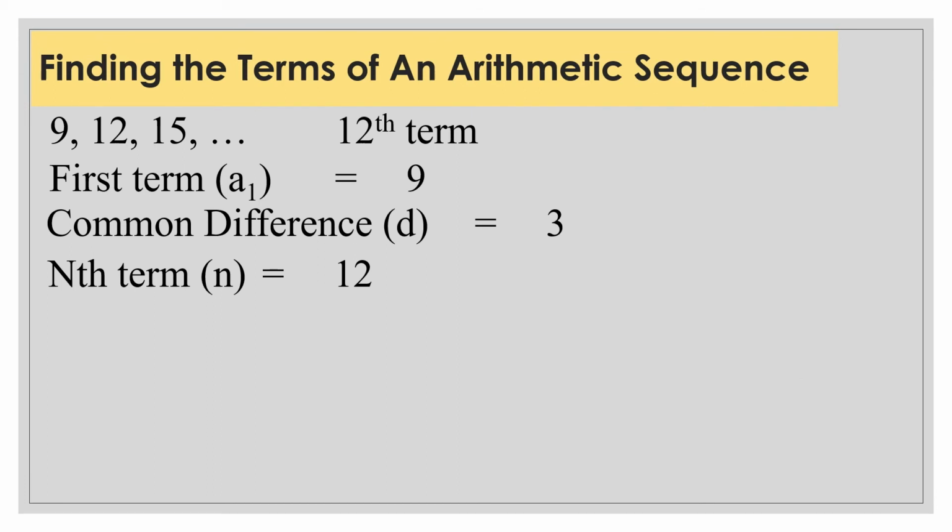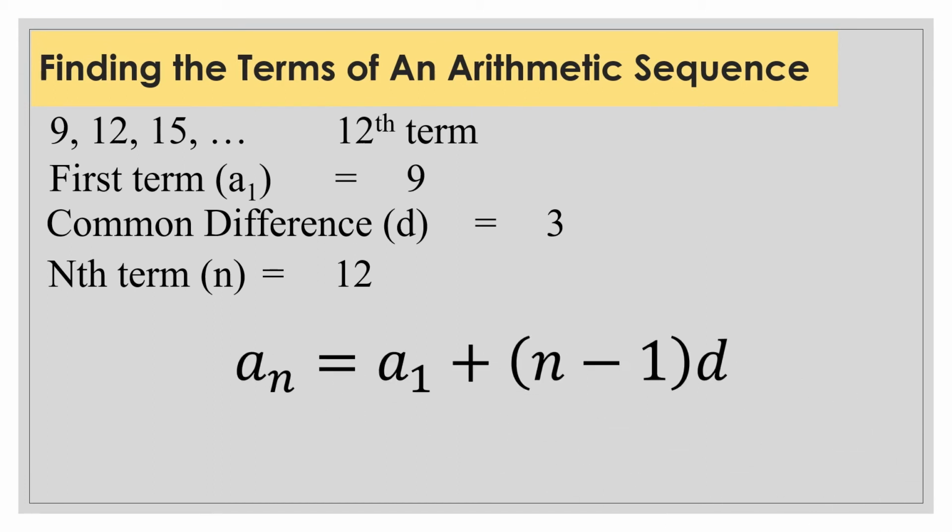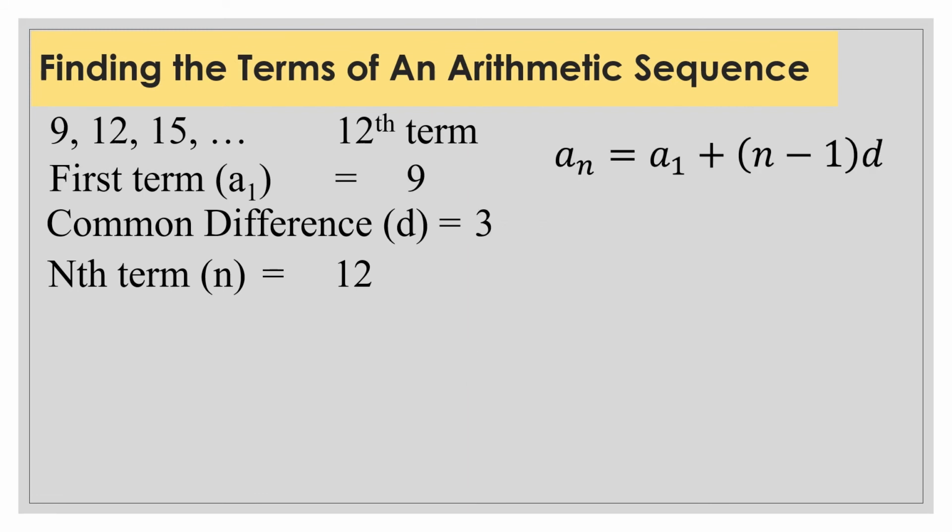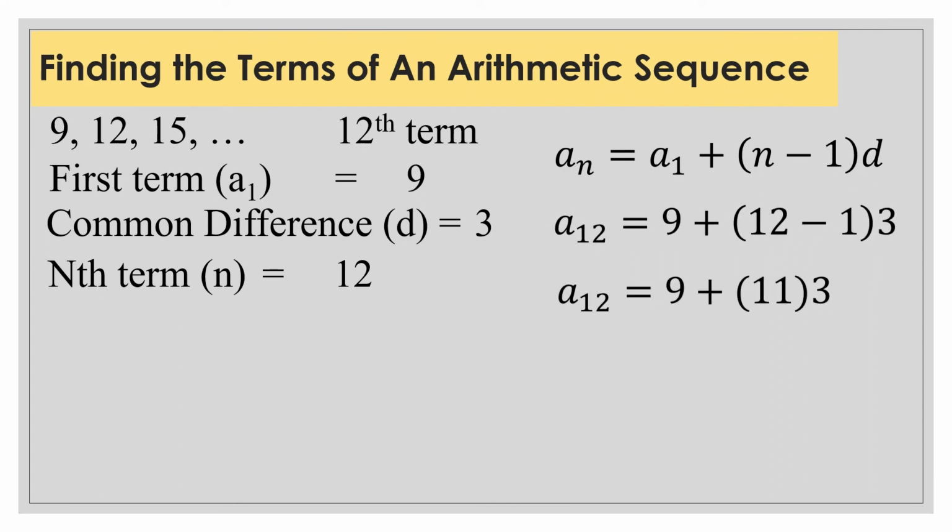Let us use the formula in finding the nth term to get the 12th term of the sequence. Substituting all the given values, simplify the equation. We have 42 as the 12th term of the sequence.